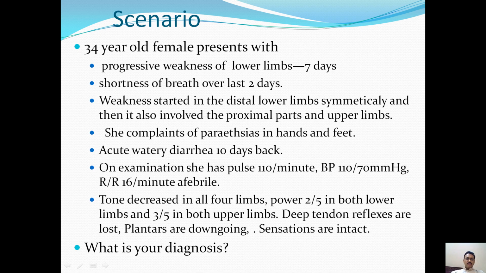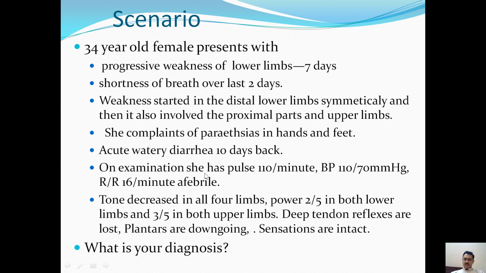let's take a scenario. This is a 34-year-old female who presented to us with progressive weakness of both lower limbs for the last 7 days, shortness of breath for the last 2 days. Weakness started in the distal lower limbs symmetrically, and then it also involved the proximal parts and upper limbs. She complains of paresthesias in hands and feet. There is a history of acute watery diarrhea 10 days back.